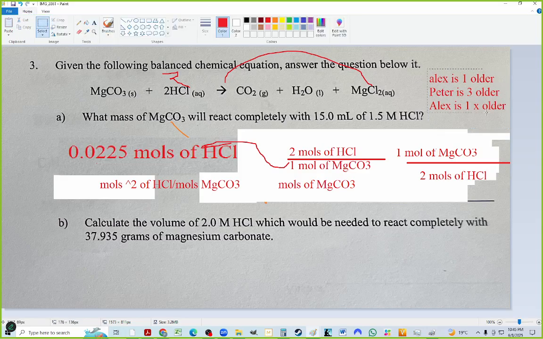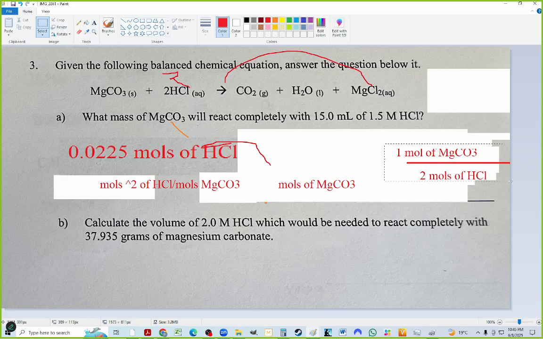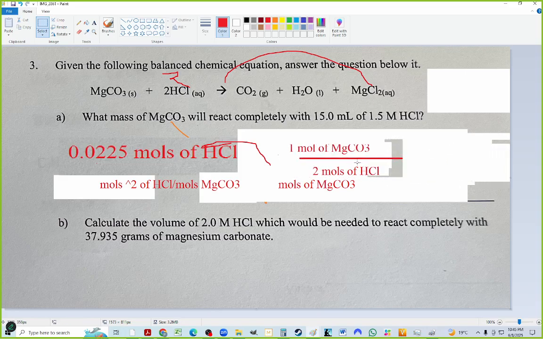Yeah, so basically, I get it. I can't draw on your screen here, but we multiply the 0.0225 of HCl by the 1 mole of MgCO3 over 2 moles of HCl. And the reason we do it is so that we can cancel out. That's why I want you to work with units, so that we can cancel out that word and we're left with the words we need.